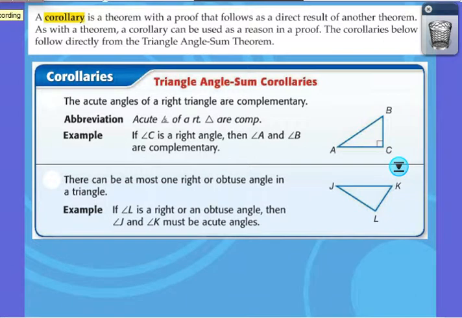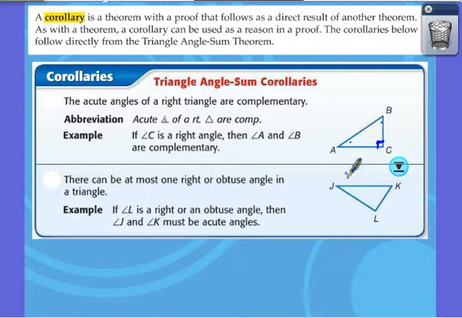Corollaries, you really don't have to know these because, again, a corollary is pretty much the same thing as the theorem, just a little bit different. This corollary states, since the 3 angles add up to 180, if you have a right triangle, that takes care of 90 of it. So the 2 acute angles will always add up to 90. They're not 45 and 45 every time, but they do add up to 90. They might be 30 and 60, 20 and 70, and so on and so forth.